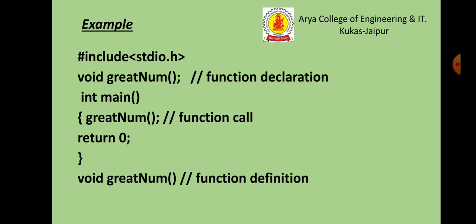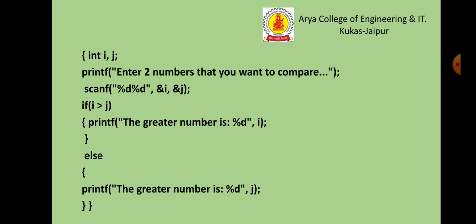Here we declare a function greatNum, it has a return type of void and it does not have any arguments. In the main function, we call the function greatNum. When we call the function greatNum, the compiler moves to the function definition. Here you can see the function definition void greatNum. Here the whole process of finding the greatest number is written.